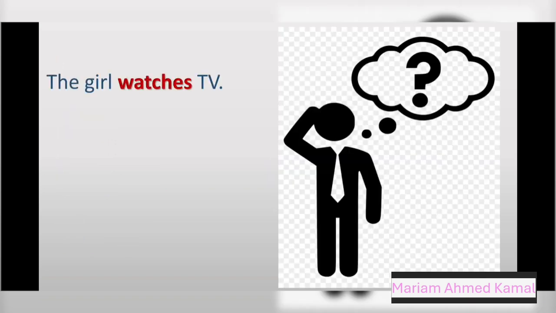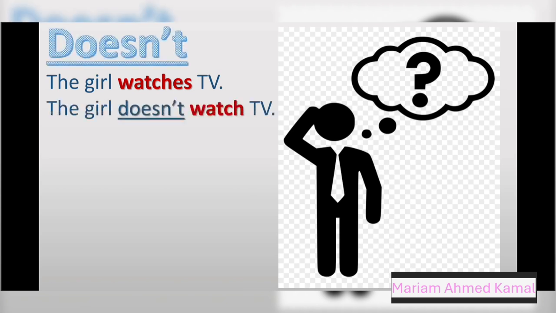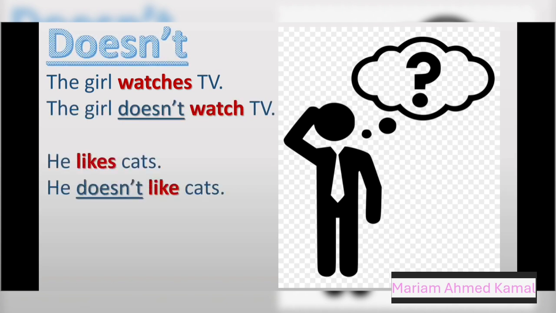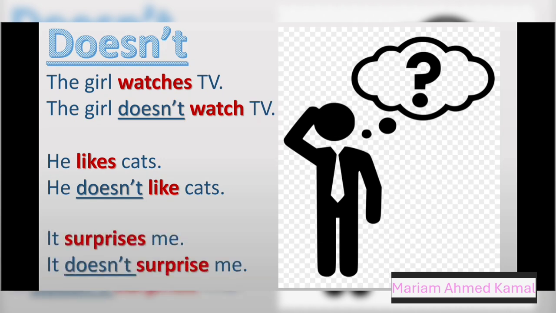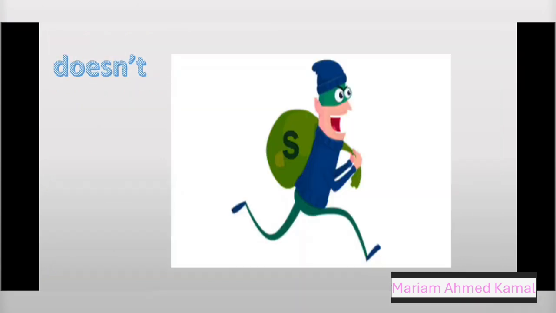The girl watches TV. So how do we form negative in this sentence? So the girl doesn't watch TV. So it should be followed by the base form of the verb. He likes cats. How do we form negative? He doesn't like cats. It surprises me. It doesn't surprise me. You can't say it doesn't surprises to us. No way. So doesn't or don't, they should be followed by the base form of the verb.